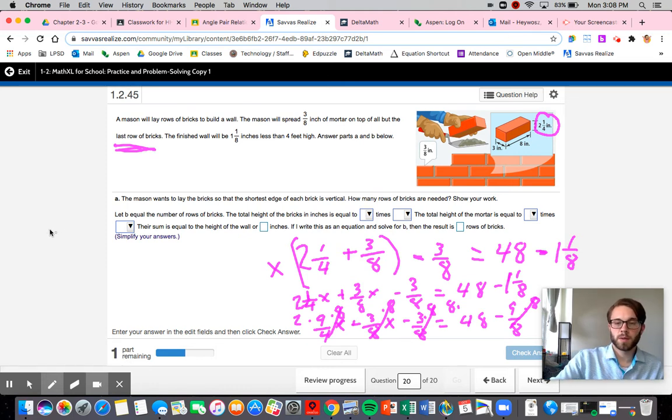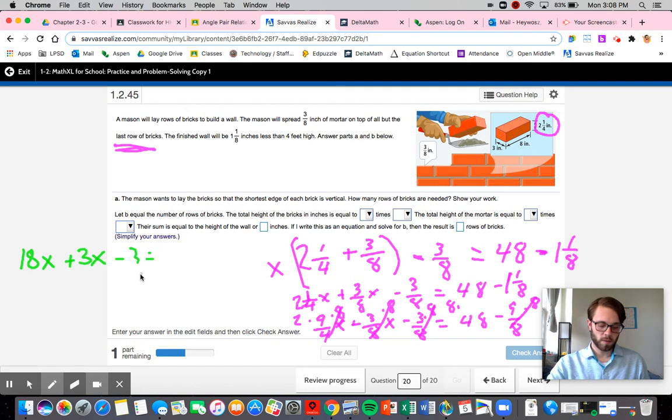All right, so let me just write that over in the corner so that we can all see what it is. So we have 2 times 9, which is 18x, plus 3x minus 3 equals 48 times 8, which if you check on your calculator, is going to be 384.